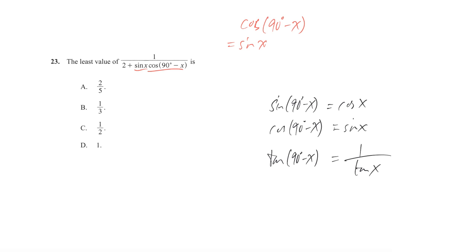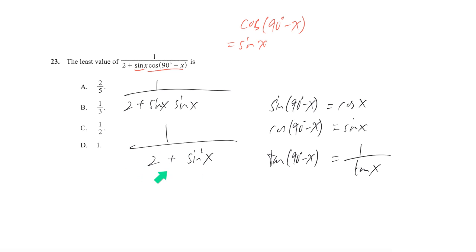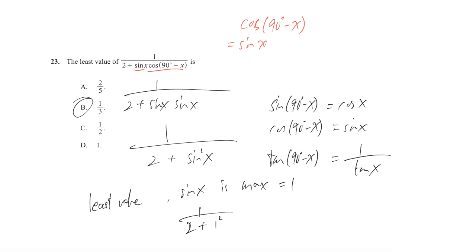And then continue. So you should rewrite it as sine x times sine x. This is 1 over 2 plus sine squared x. And then to get the least value, what do you want in the denominator? As big as you can or as small as you can? As big as you can. So what's the maximum value for sine x? 1. So for the least value, sine x is maximum, that means 1. So the least value is 1 over 2 plus 1 squared, 1 over 3 is the least value of this expression.